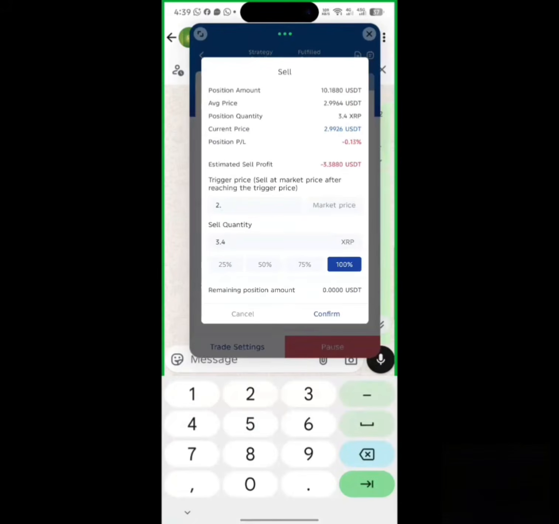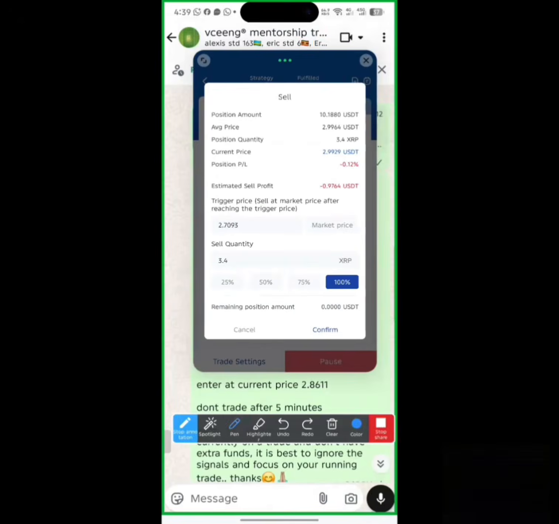So you put it on 100% and make sure you put the stop loss amount 2.7093, and then 100%, and you confirm it. You can see the remaining position has now changed to 0, which means if it sells all these 100%, I'll be left with 0 USDT. There is nothing left in the trade. But I'm only going to lose this amount. You can see the estimated sell profits, 0.97 USDT. That is what I'm going to lose if the trade hits this stop loss price.